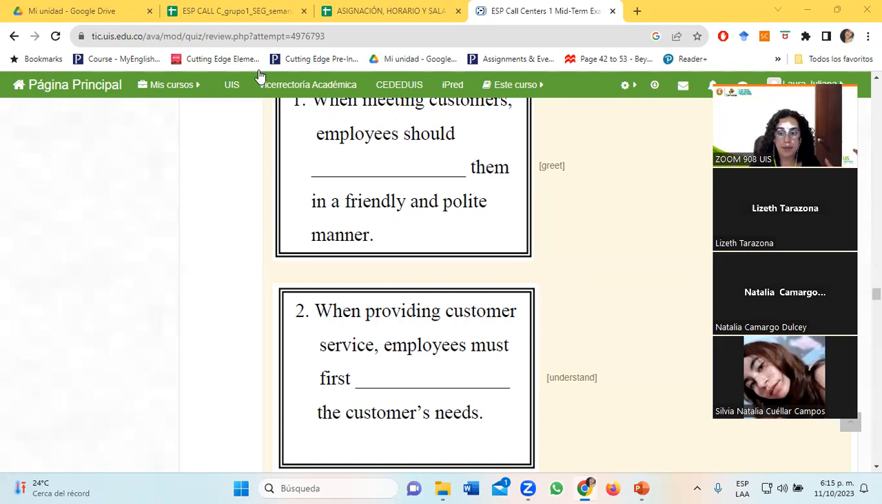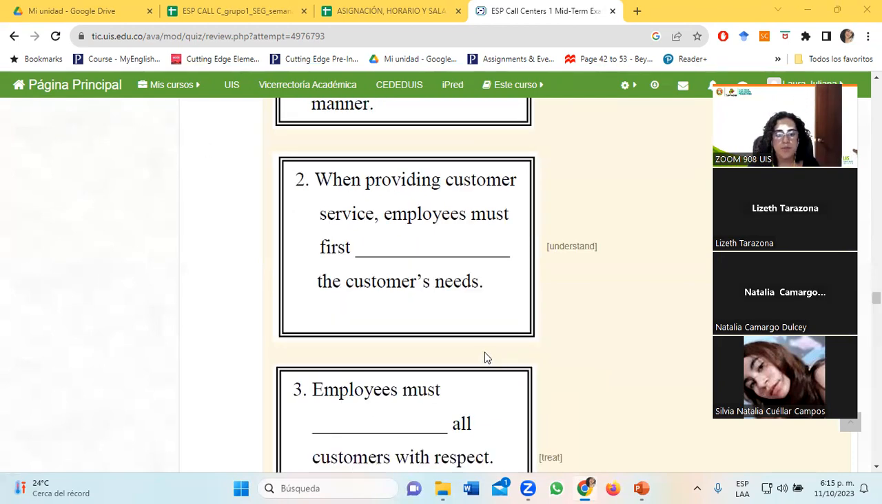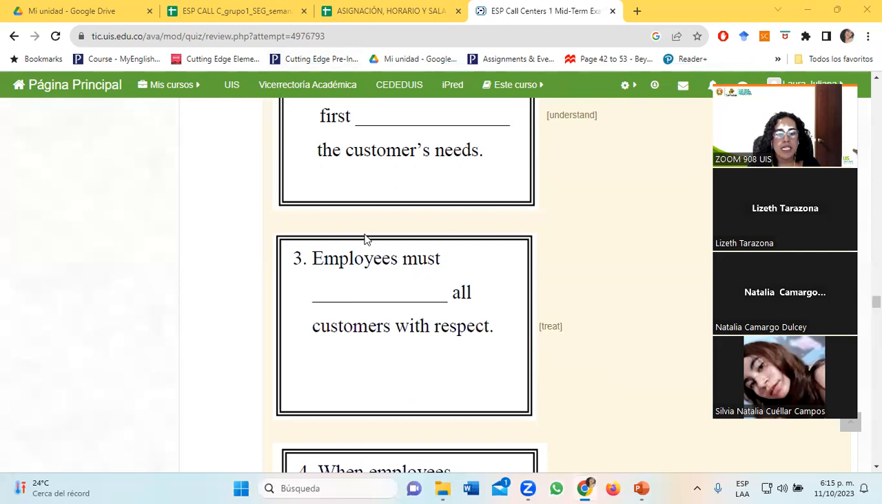Because if not, then maybe you can create a bigger problem. If you change something on their account and that was not the correct thing to do, etc. Okay, so first understand what is required by the customer. Number 3, employees must treat all the customers with respect, of course.